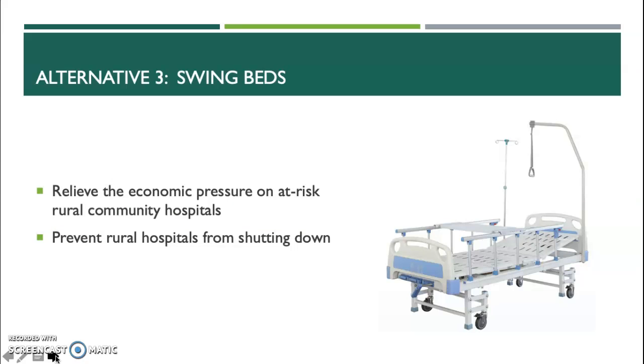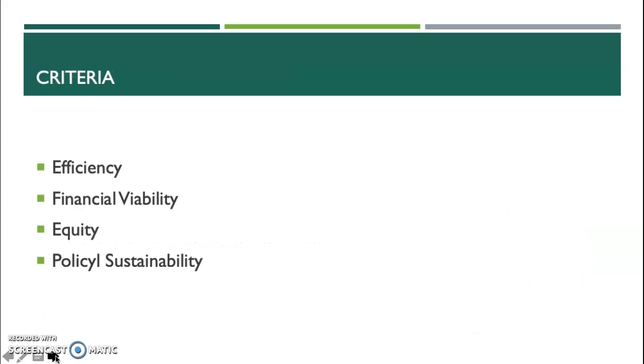So as I mentioned before, one of the main causes of the policy problem is the economic pressure. So swing beds might be able to relieve the economic pressure on at-risk rural community hospitals, so it might be able to prevent rural hospitals from shutting down. Swing beds are specially designated beds that can be used to provide care to either acute or long-term care patients. So through the use of swing beds, patients who might otherwise receive care in a nursing home can utilize the hospital. And I will evaluate these three alternatives using the criteria of efficiency, financial viability, equity, and policy sustainability.